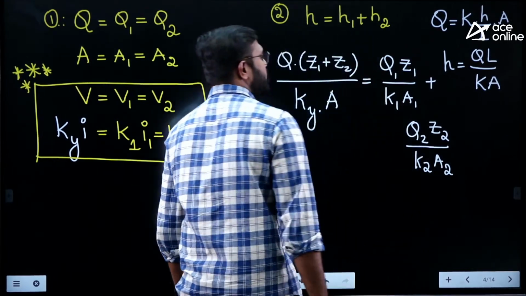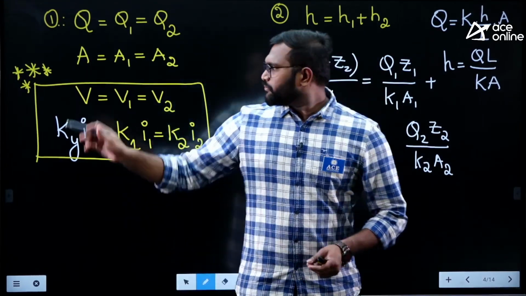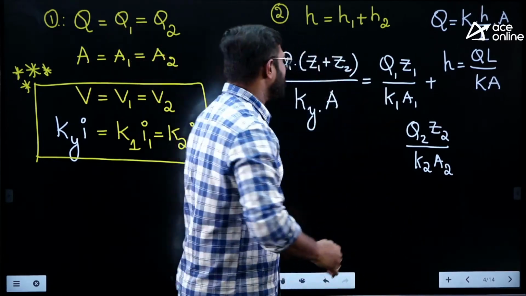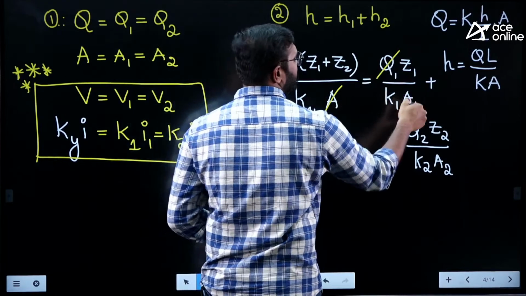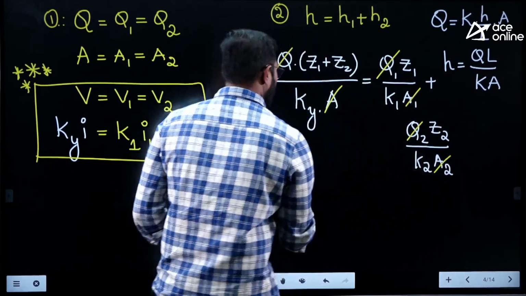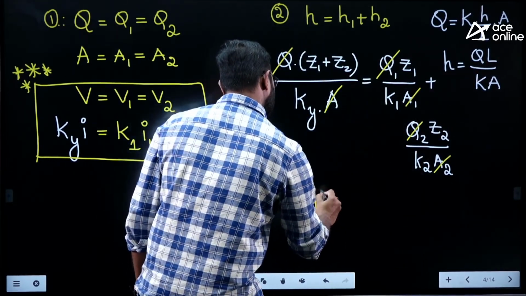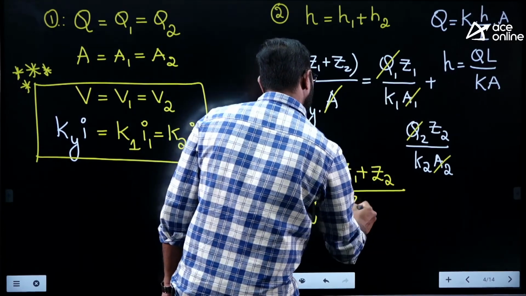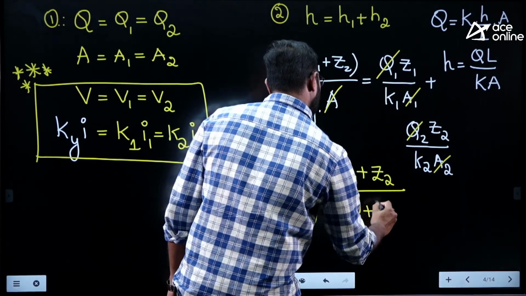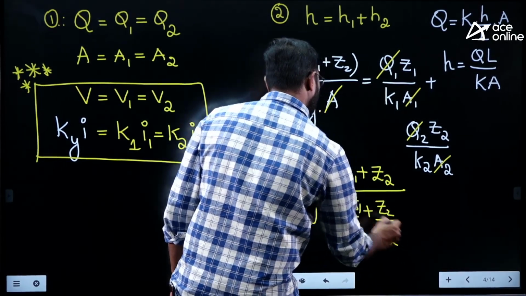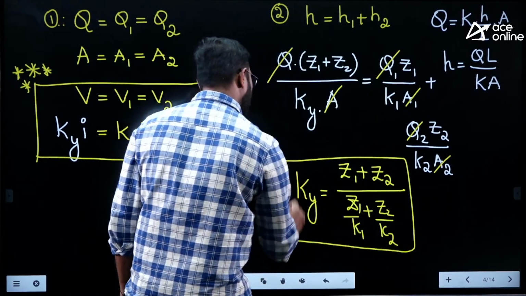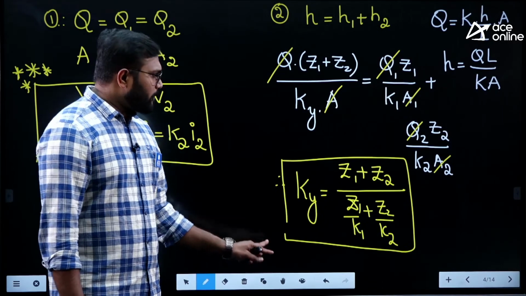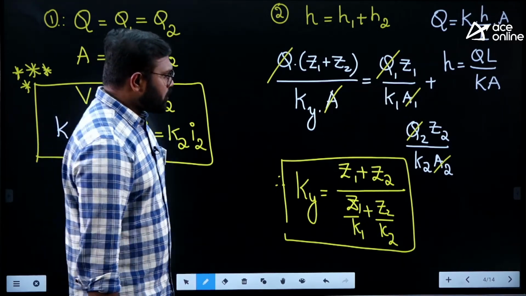Now, you see here, from condition number 1, can I cancel down the Q1, Q2, Q3 and areas also? Yes, Q and A, Q1, A1, Q2, A2. Now finally I can write this Ky as Z1 plus Z2 by Z1 by K1 plus Z2 by K2. This is the equation for the flow perpendicular to the bedding planes. Okay. So how did it come, sir?